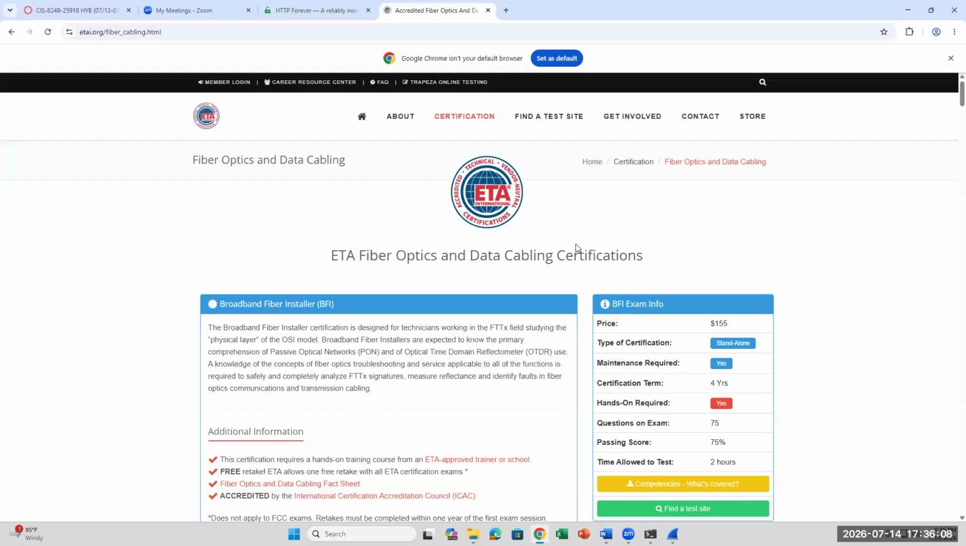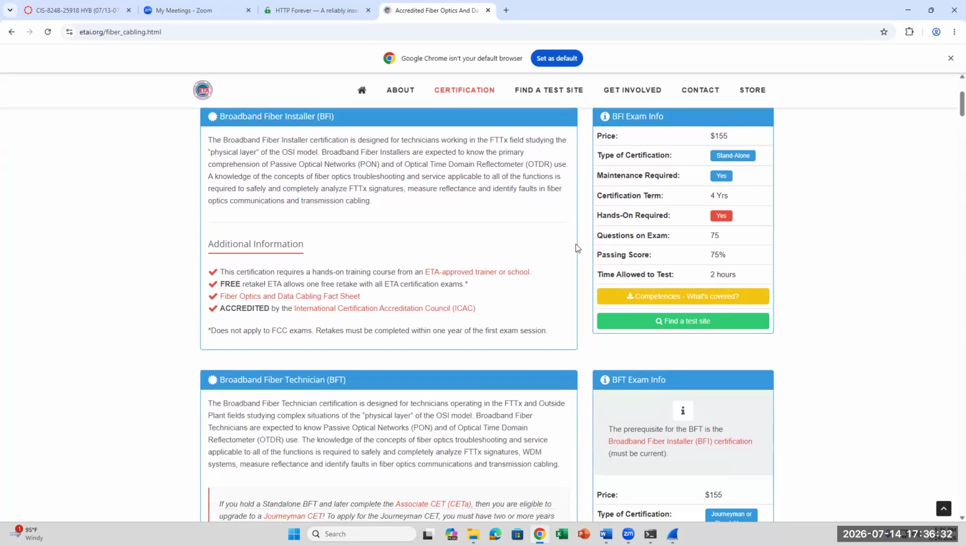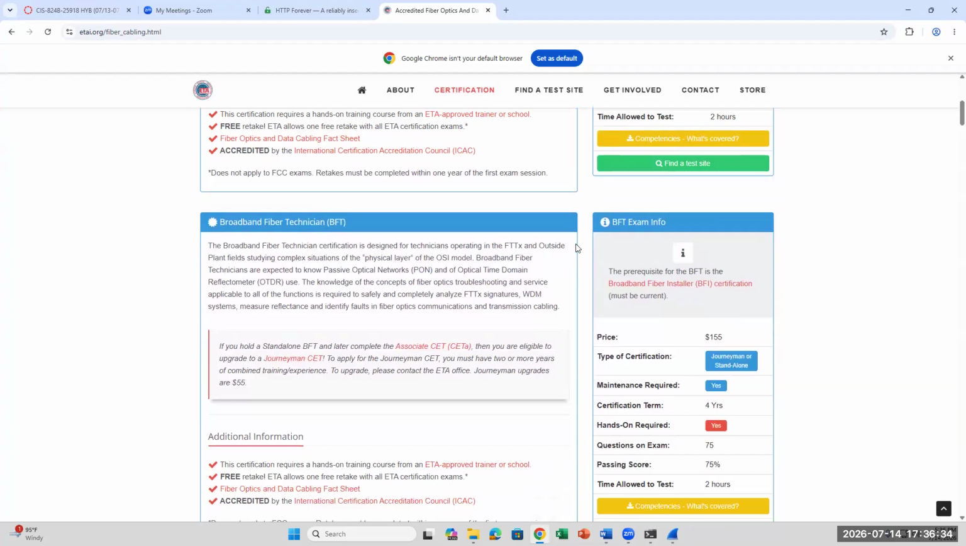So there are 75 questions on the exam. The passing score is 75%. It's a 2 hour test and it's good for 4 years. So you don't have to recertify, because by that time technology has changed. And it's $155, which is much cheaper than some of the other tech certifications. I used to work for a school that taught this, but anyway, there are also other types of certification on the website that you can see.